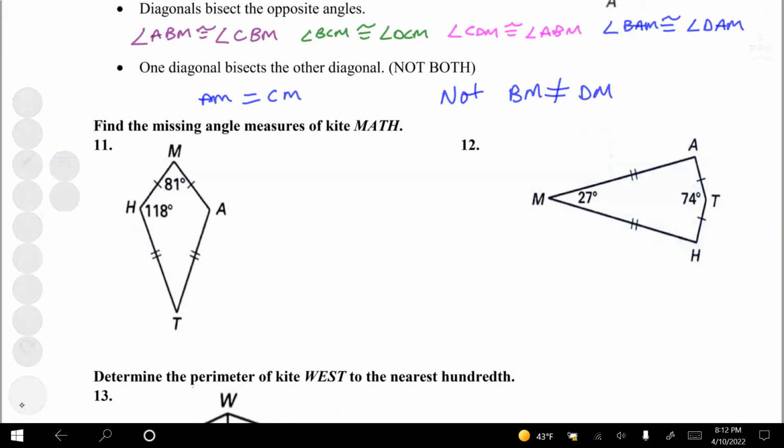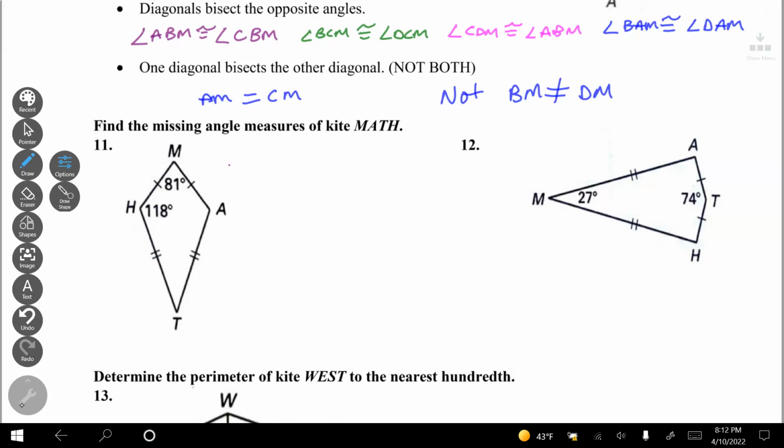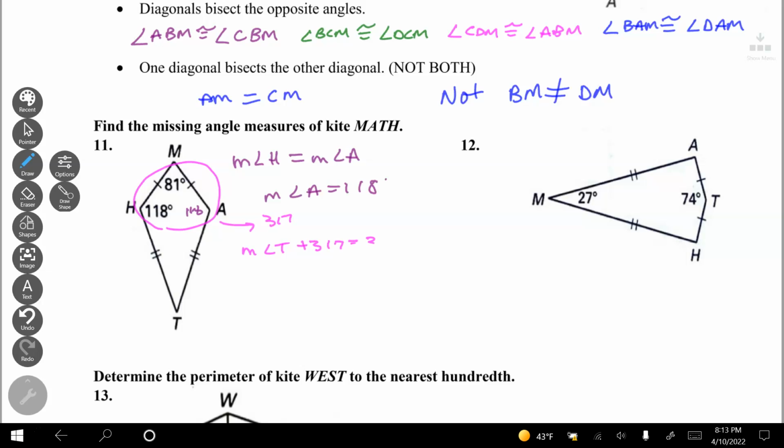So I have this quadrilateral MAPT, and I know that angle H and angle A are the same, so the measure of angle A has to be 118 degrees. And if I add up all three of these angles right here, that's 317. So the measure of angle T plus 317 equals 360, because a quadrilateral always adds up to 360. So the measure of angle T is equal to 43 degrees.